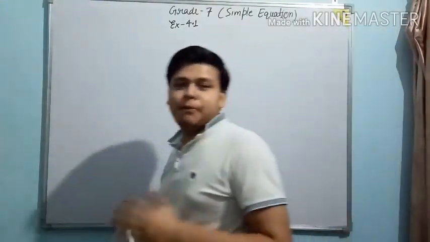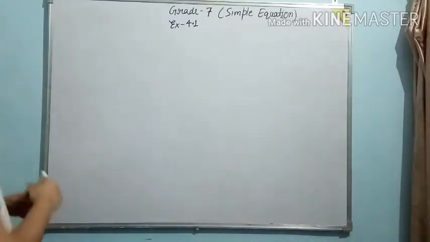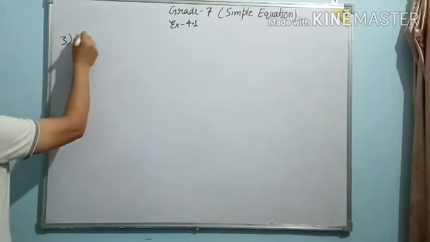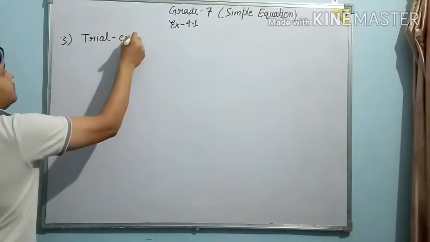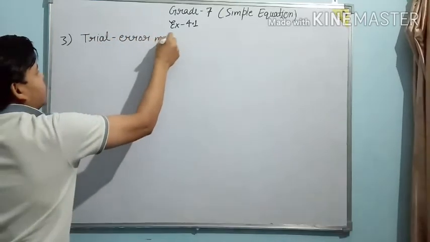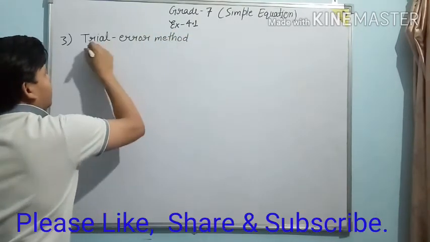The chapter is simple equation. So we will be continuing from question number 3, and this question is basically based on the trial and error method. So I'm just writing the name of the method, that is trial and error method.